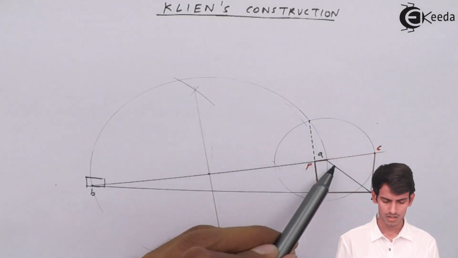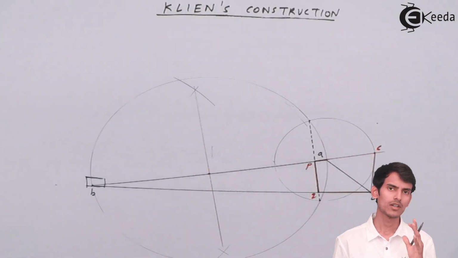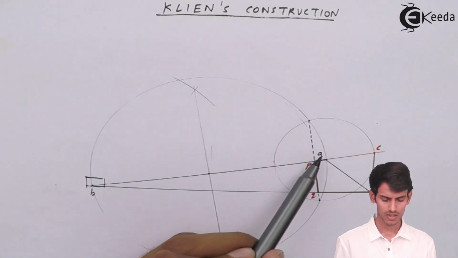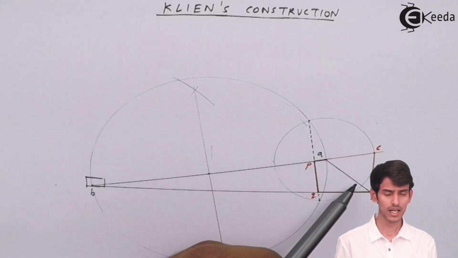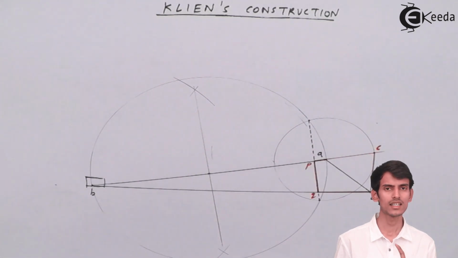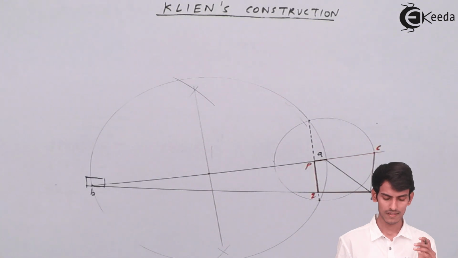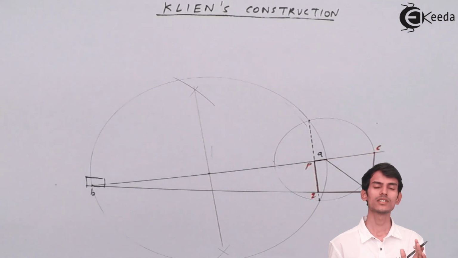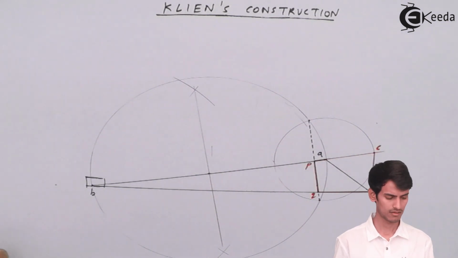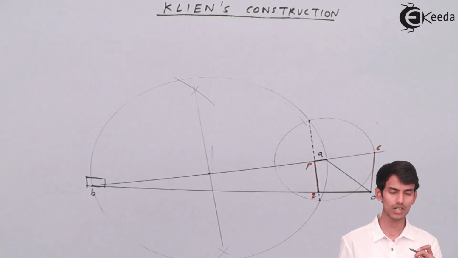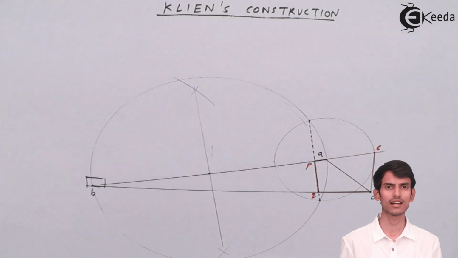The length OA, as I've already told you, the radial acceleration is always along the link. So OA is the acceleration of the crank, and that too radial acceleration, because it is along the link. The link is OA, and the link is the crank. So the length OA represents the radial acceleration of the crank.